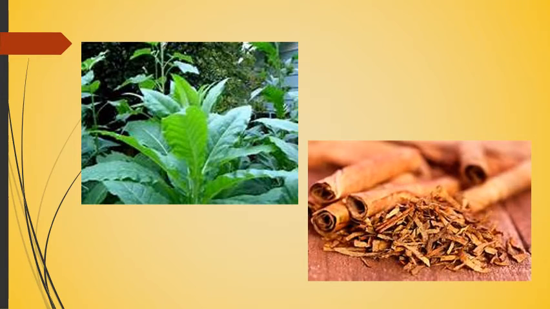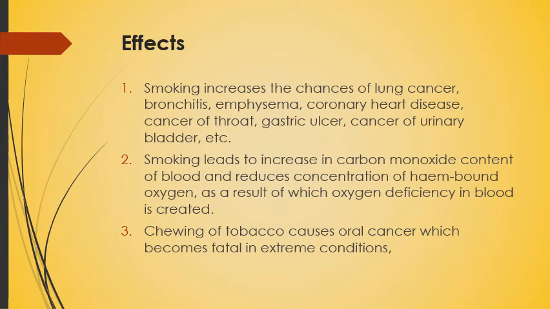These are the pictures of your tobacco plant. This is a green tobacco plant. Along with that, you have a particular fresh form of the tobacco. Effects, very important. Number one is smoking increases the chances of lung cancer, bronchitis, emphysema, coronary heart disease, cancer of throat, gastric ulcer, cancer of urinary bladder. On every packet of cigarettes it is written that smoking is injurious to health, but still people are taking it.